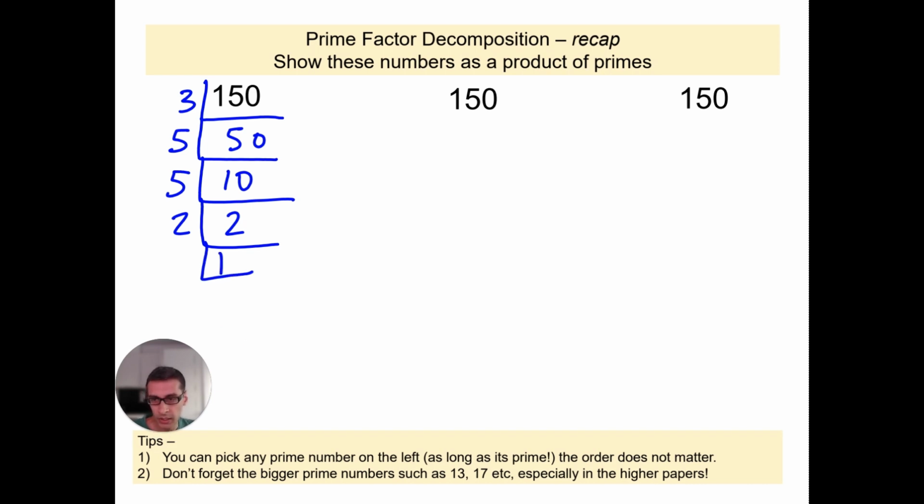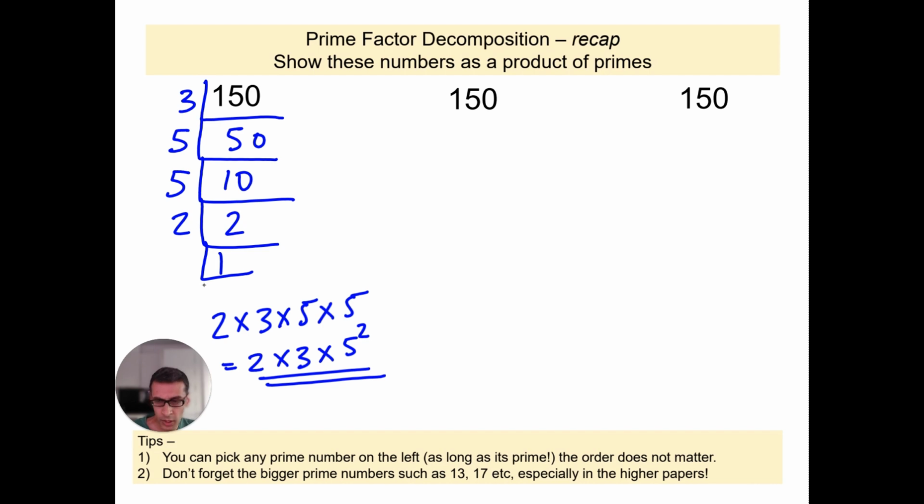So the answer here is going to be all of these numbers written as a product. So let's do that. So it's going to be 2 times 3 times 5 times 5. And you can also write it as 2 times 3 times 5 squared. So that's index notation. Both of these are equally correct. It's generally nicer to write the smaller numbers first and just in ascending order, but you don't have to do that.